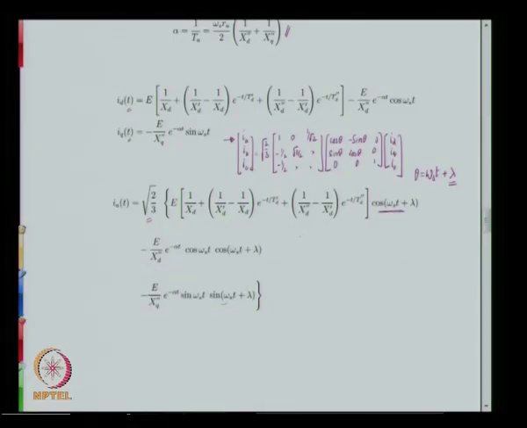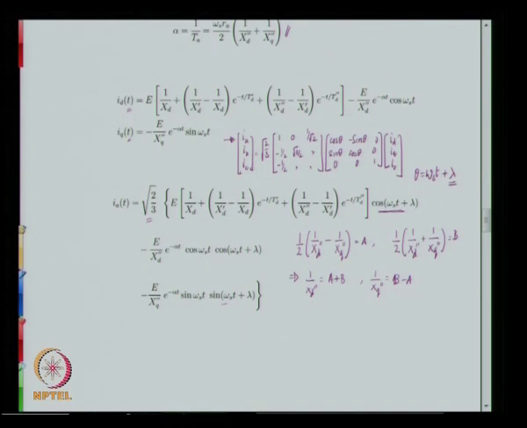What we can say is 1 by 2 into 1 by xd double dash minus 1 by xq double dash as equal to A, and then 1 by 2 into 1 by xd double dash plus 1 by xq double dash, if you call it as B, then we find that 1 by xd double dash can be written as A plus B, and then 1 by xq double dash can be written as B minus A.